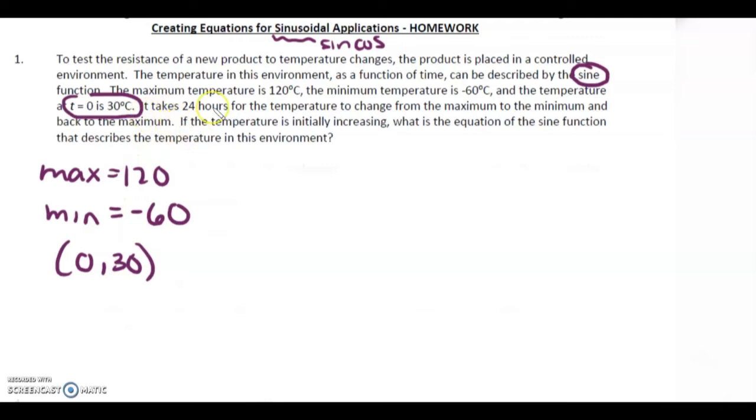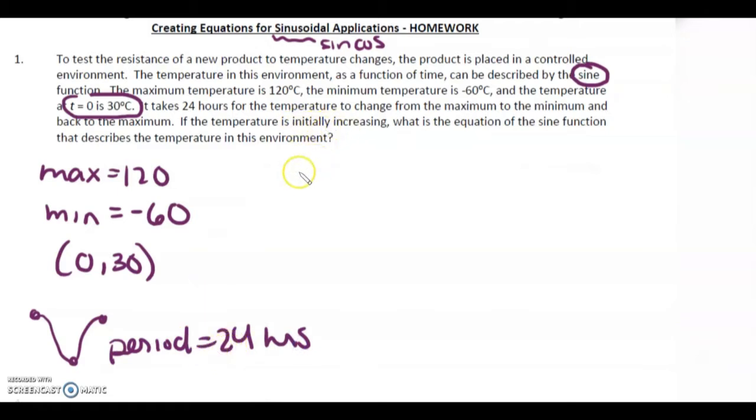It takes 24 hours for the temperature to change from the maximum to the minimum and back to the maximum. What that means is, if we go from max to min, back to max, that's the period, 24 hours. If the temperature is initially increasing, so we're starting at this point here and going up, what is the equation of the sine function that describes the temperature in this environment?